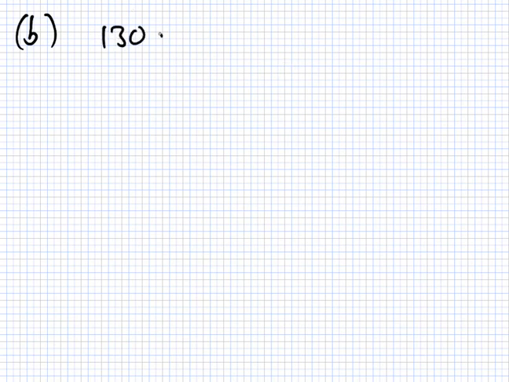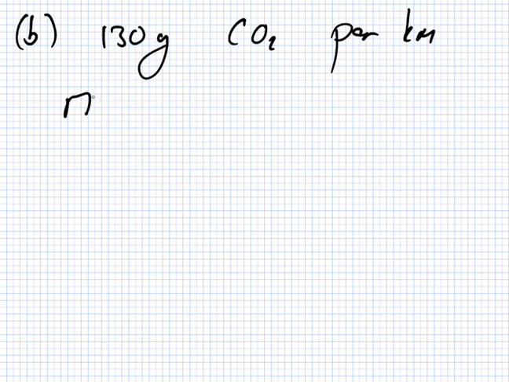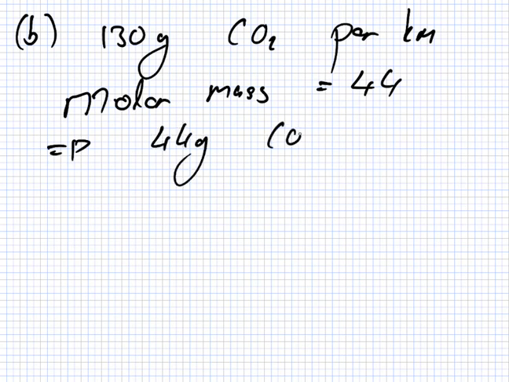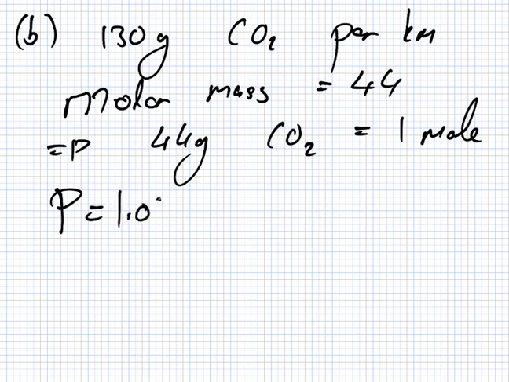It's 130 grams of CO2 per kilometer. The molar mass equals 44, so what this means is 44 grams of CO2 is equal to 1 mole. The volume we don't know, but the pressure is 1.01 times 10 to the 5, and the temperature is 300 Kelvin.